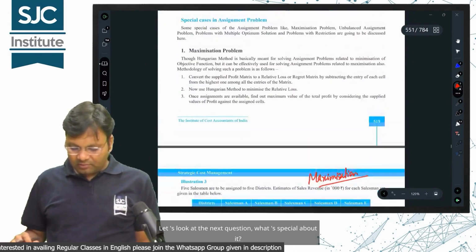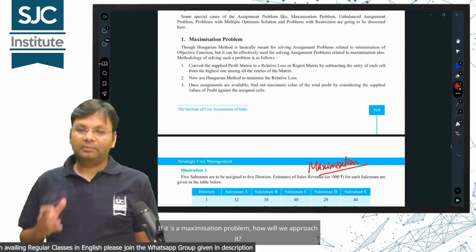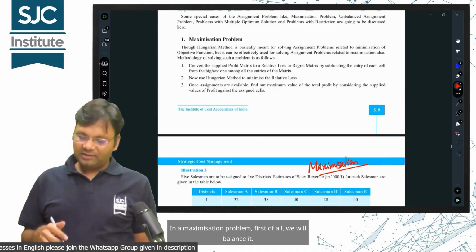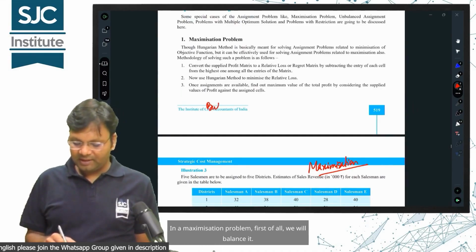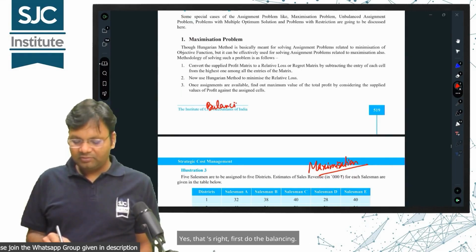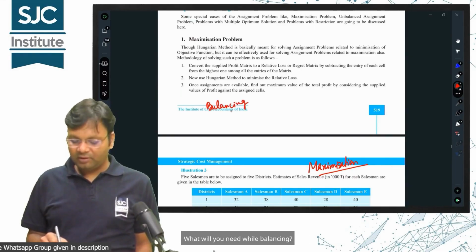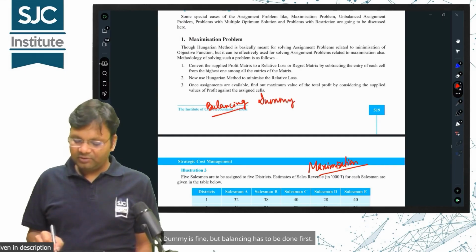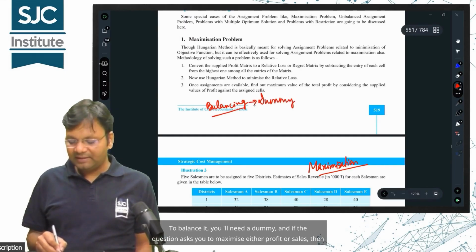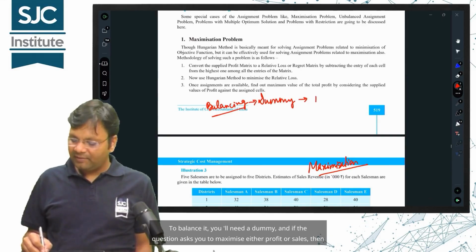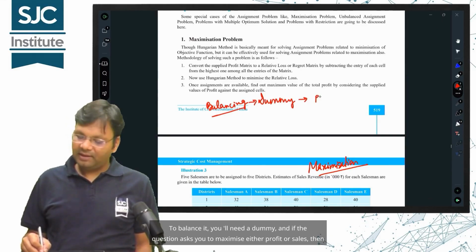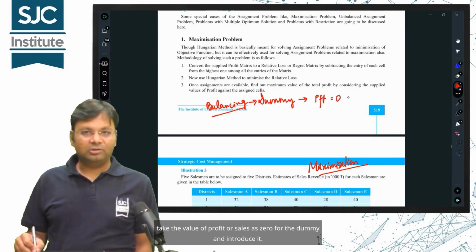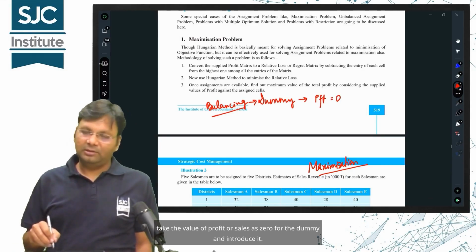What's special about it? Maximization problem. If it's a maximization problem, how will we approach it? First of all, we will balance it. What will you need while balancing? A dummy. To balance it, you'll need a dummy, and if the question asks you to maximize either profit or sales, then take the value of profit or sales as 0 for the dummy and introduce it.